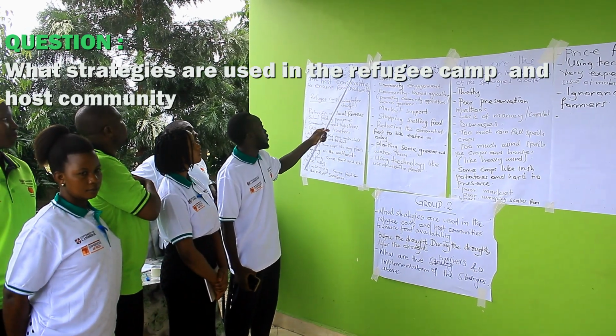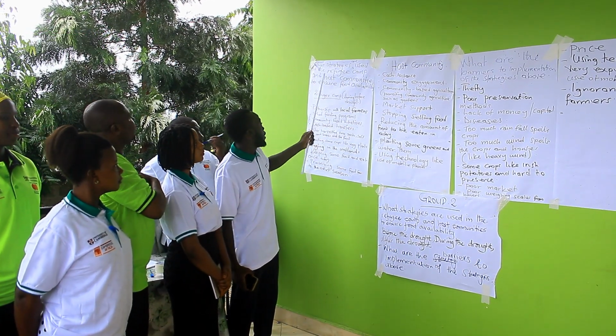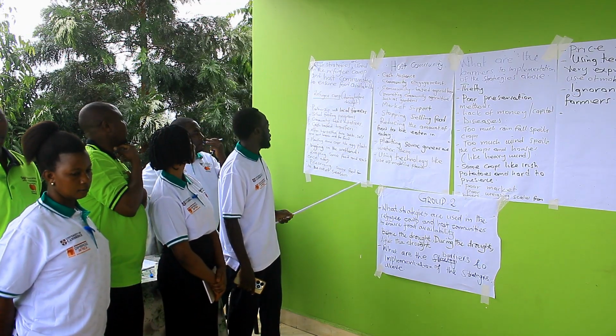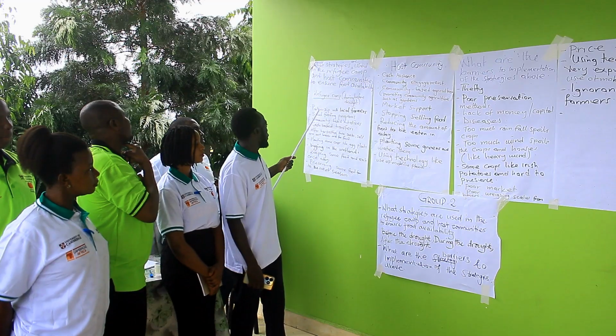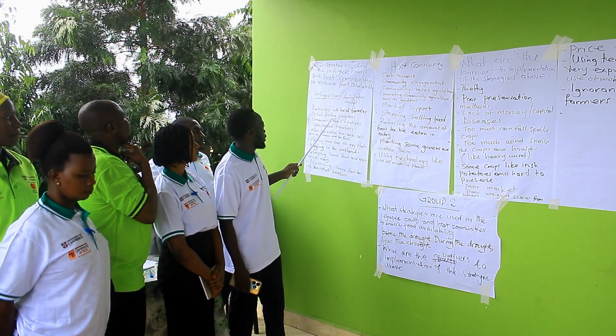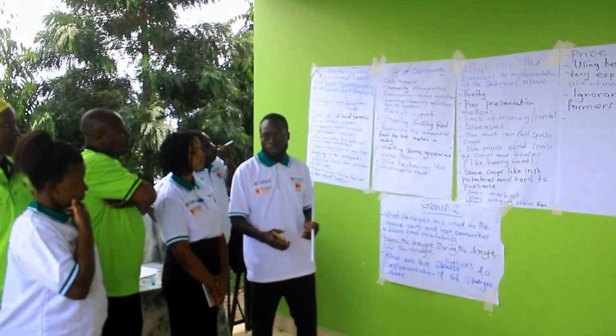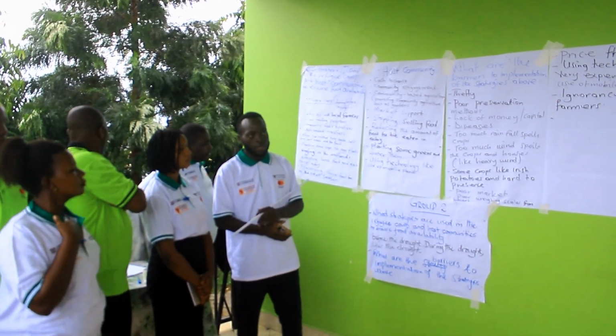What strategies are used in the refugee camp and the host community? So these are some of the points that we delivered. The first point was partnership with the local farmers. We have to collaborate with all our farmers who are working there with us.